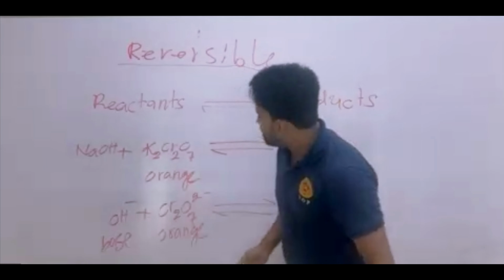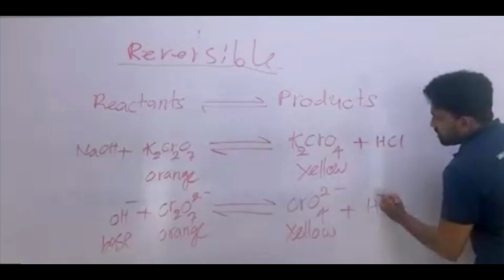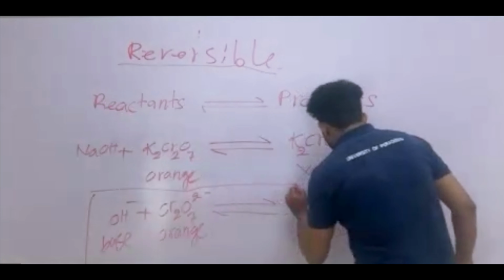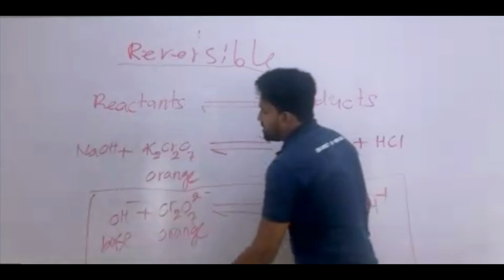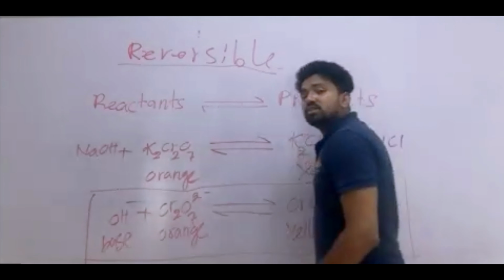What we put here is HCl, which means H plus ions. Now this is called equilibrium. So under chemical equilibrium, this is one of the practicals that we have learned.